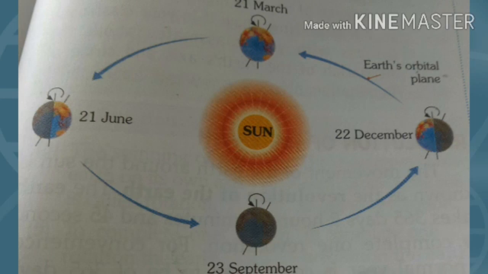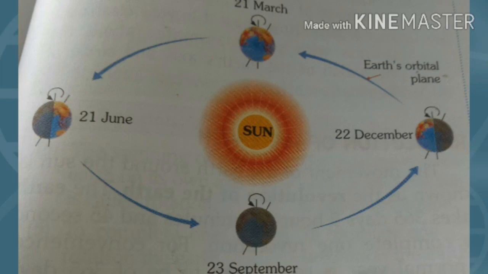Okay. The balance of 5 hours, 48 minutes and 45 seconds, that is almost how many hours? Almost 6 hours is adjusted. How is it adjusted? The balance of 6 hours becomes 24 hours or 1 day on every 4th year. How is it possible? 6 hours into 4 years. So, 6 into 4 equals 24 hours.